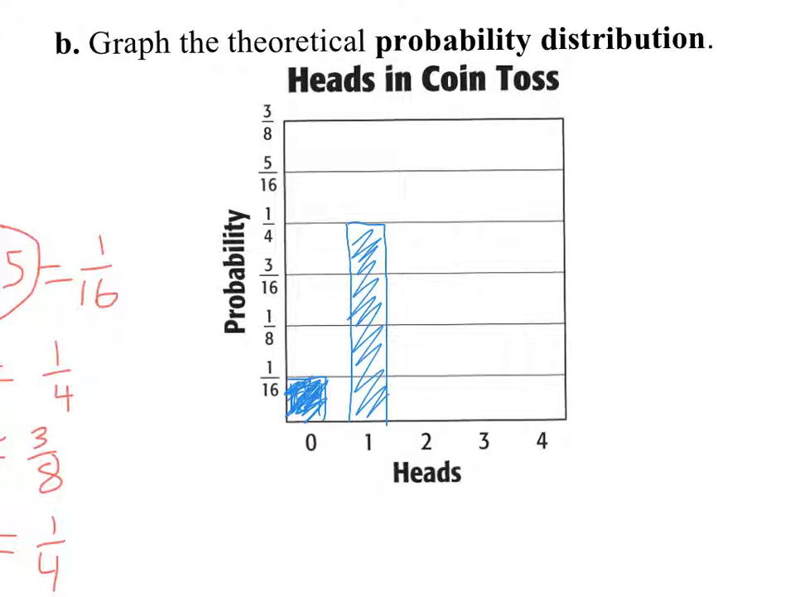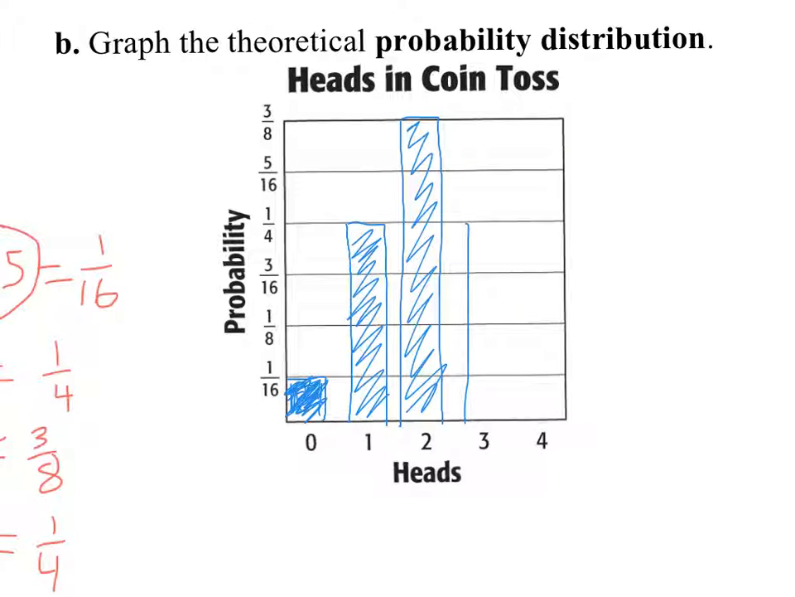And then for 2, our probability was 3 over 8. And our probability for exactly 3 heads was 1 over 4 as well. Probability for exactly 4 heads was 1 over 16.